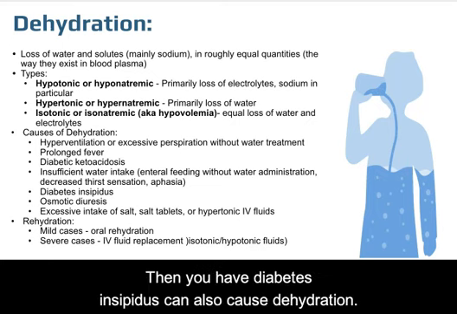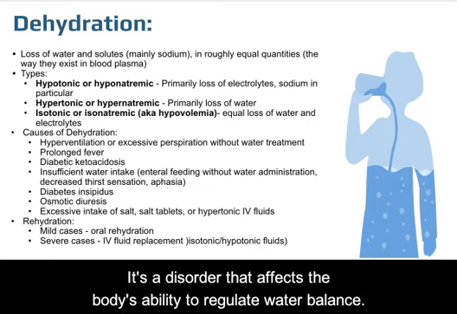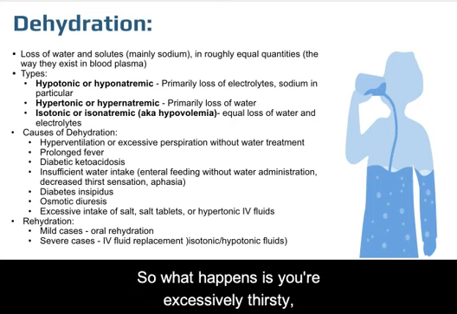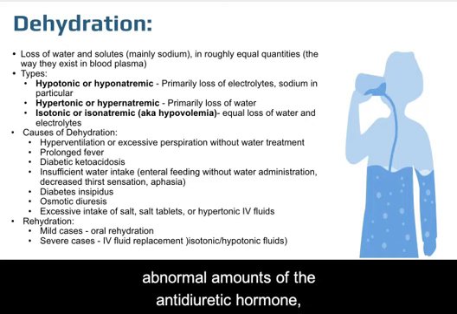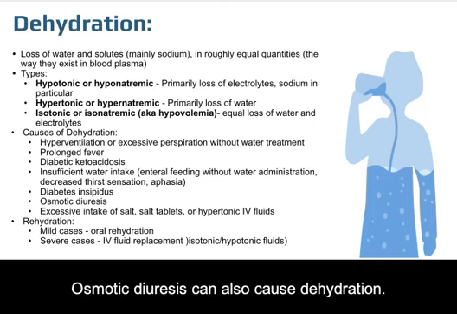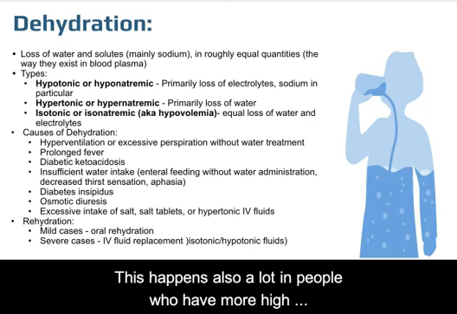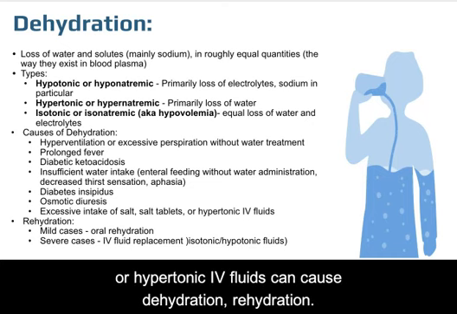Then you have diabetes insipidus, which can also cause dehydration. It's a disorder that affects the body's ability to regulate water balance. So what happens is you're excessively thirsty, but you're urinating a lot. You have abnormal amounts of the antidiuretic hormone, and so you're just diuresing all the time. Osmotic diuresis can also cause dehydration. This happens a lot in people who have high levels of blood sugar. Excessive intake of salt tablets or hypertonic IV fluids can cause dehydration.